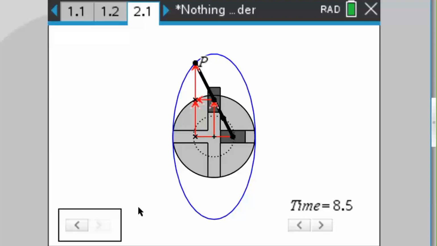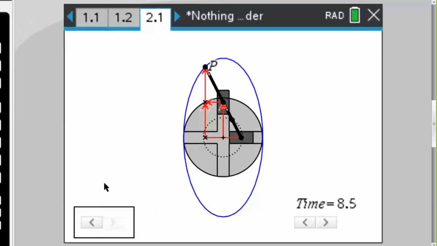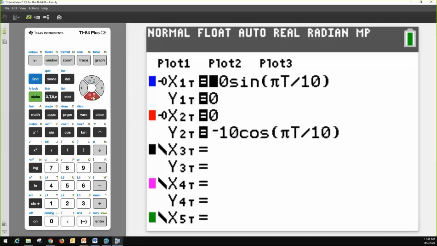So in the x direction, let's go back to our calculator and we can type that in. So down here, for x3, I'm going to put negative of whatever is in x1. Now I could retype the equation, or I could put in negative x1 of t. I'm just going to put in negative x1 of t. Let me see, negative 10 sine pi t over 10. That's our first one. This is for point P.